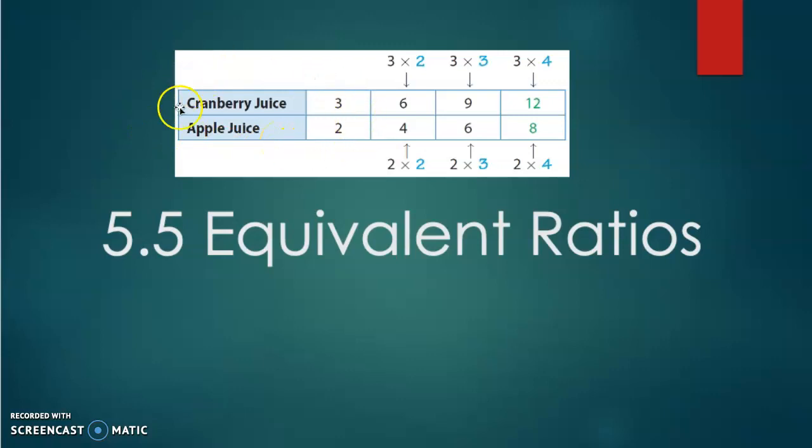Equivalent ratios. As you can see here, we have two items. You have 3 parts of cranberry juice and 2 parts of apple juice. So 3 to 2 would be our ratio of cranberry juice to apple juice. For an equivalent ratio, we take this original ratio, 3 to 2, and we multiply both parts by the same value, and this becomes an equivalent ratio. So if we want to double the amount of juice but keep the same ratio, then we have to double it. Then this would be what our new ratio would be. And this is what we're going to explore throughout the rest of the slides.